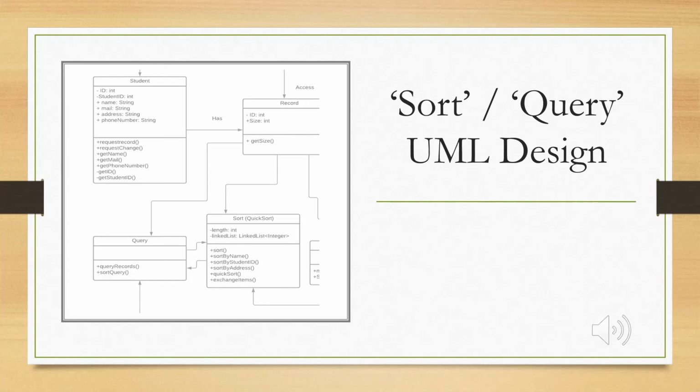And then moving on to the query portion, we have a query records method that will show records based on a certain aspect, such as a student ID or a particular name. And then you can also sort the query. So that's why these two arrows in between are here, because these two parts work with each other.